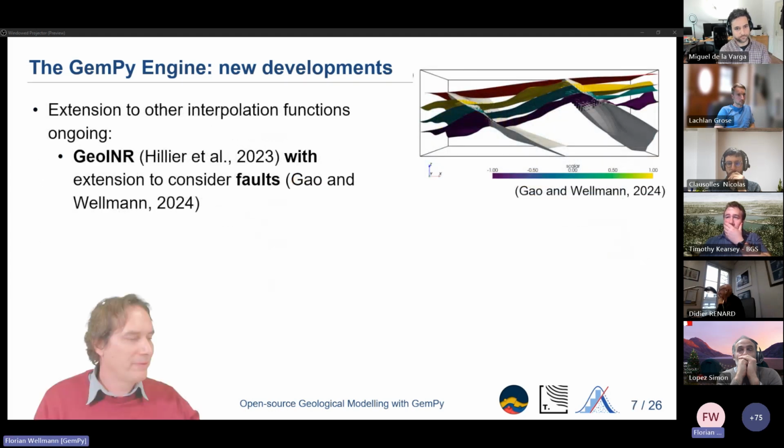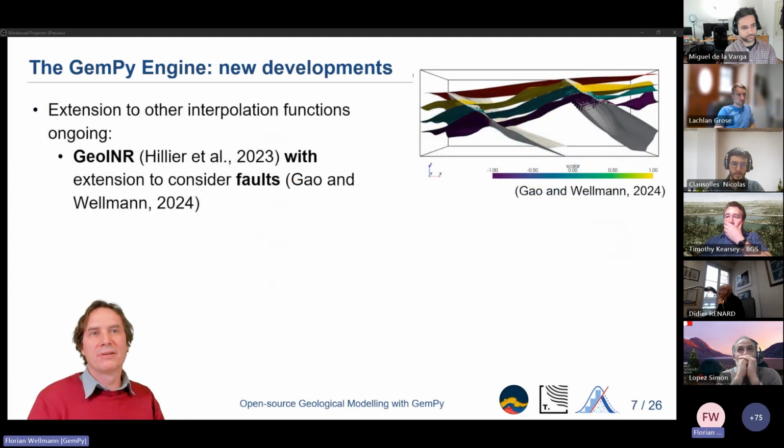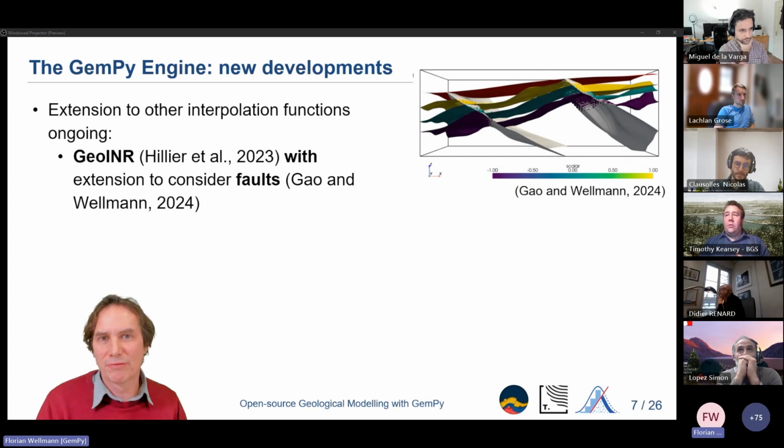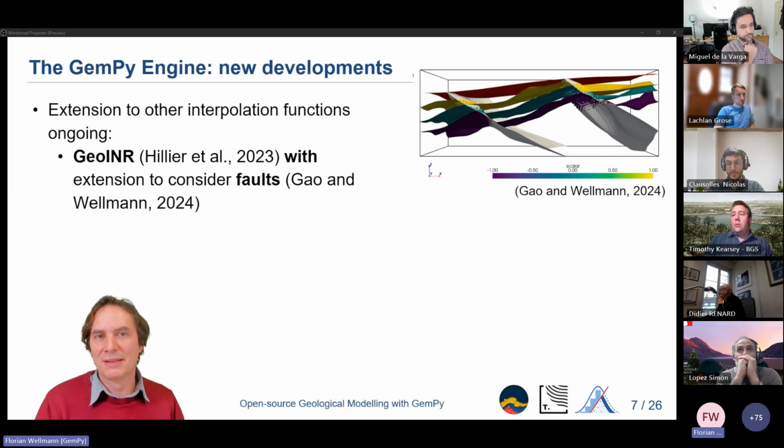Another type of development that has been happening in recent couple of months, let's say, is also that we are extending this engine basically with other types of interpolators. Lachlan already mentioned the code GeoINR by Michael Ye. We extended this actually in our own work to include also faults. So what you see here in the top right is this Gullfaks model using this new machine learning implementation, GeoINR.